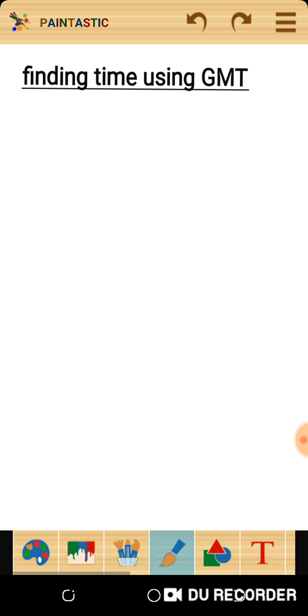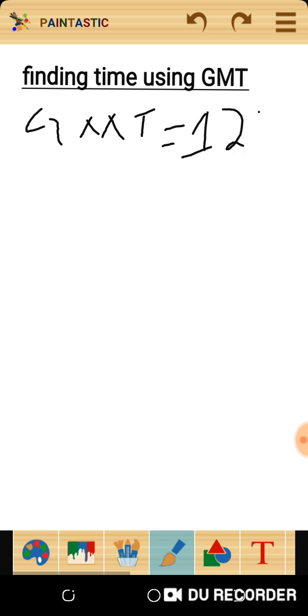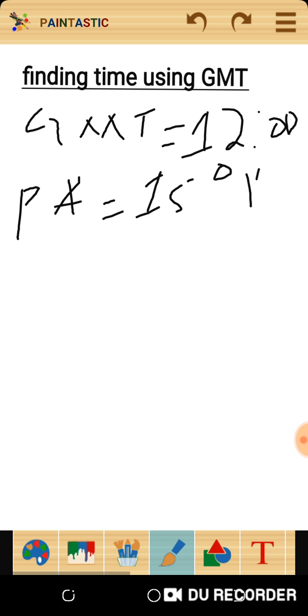So I'll give an example. If you have been told that the time at Greenwich Meridian is 12 hours, and place A is on 15 degrees west, and you have been told to calculate the time for place A, then we know that 1 hour is equal to 15 degrees.